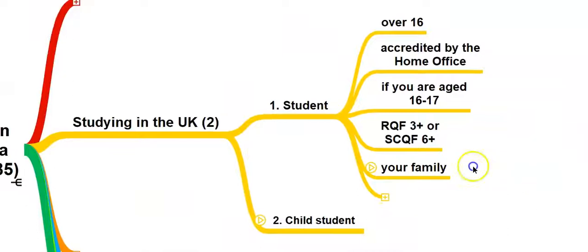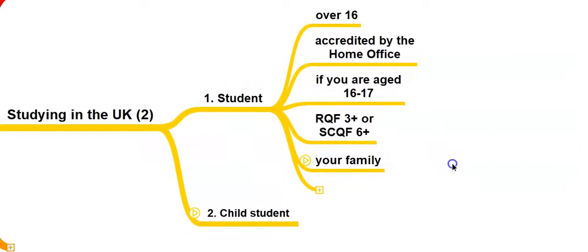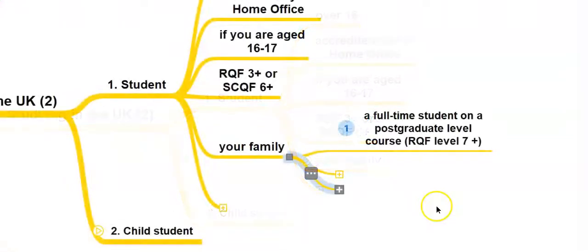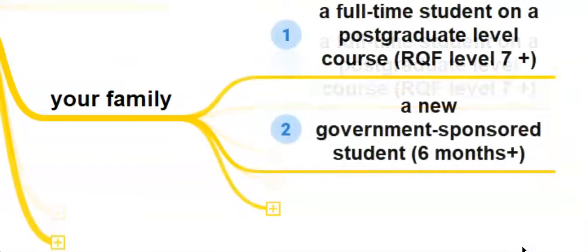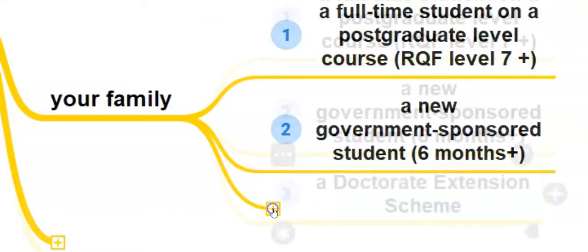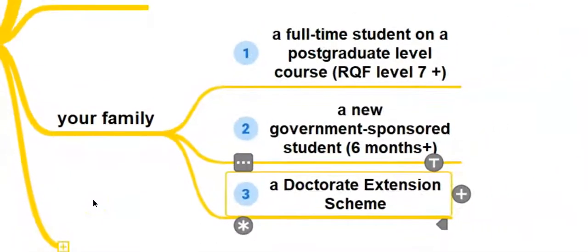But in order for them to join you, you will need to study at one of the following 3 qualifying courses. So you can invite your family to join you if you are a full-time student on a postgraduate level course, which is a regulated qualification framework level 7 or above, and this course will need to be for at least 9 months or more. Or alternatively, if you study at a new government sponsored program as a student on a course that lasts for more than 6 months, or if you're here on a doctorate extension scheme.